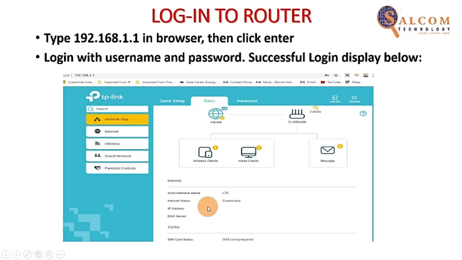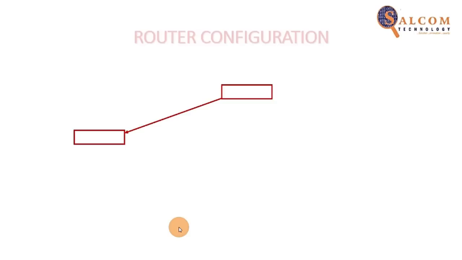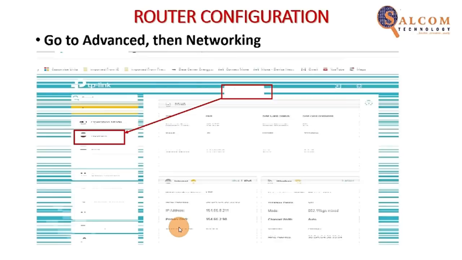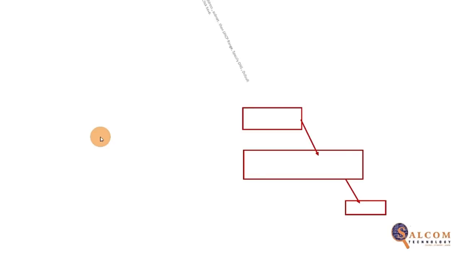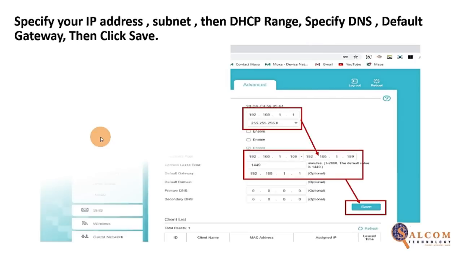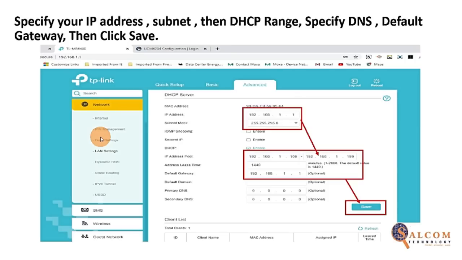If you look at it, you see that the internet is connected, using what? A 4G connection. Also, after you've successfully logged in, you need to go to Advanced, then Network, that is Advanced and Network. After you've done that, the next thing is to assign IP addresses based on your designed IP range.